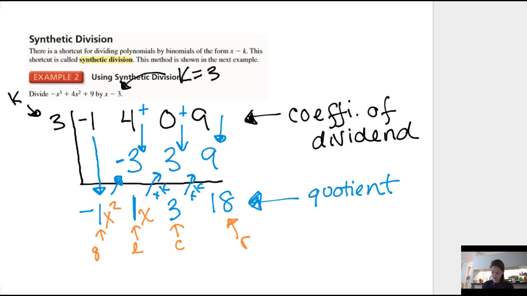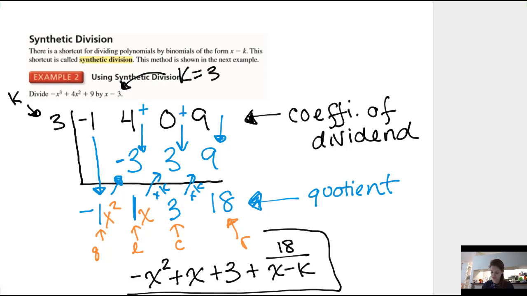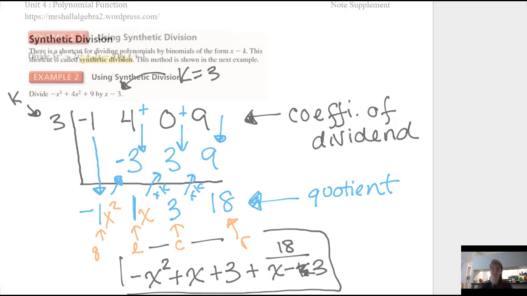The answer here is negative x squared plus x plus 3 plus the remainder of 18, and we write the remainder as 18 over the divisor, x minus k. Okay, this is the first time you've seen, not minus k, minus 3. This is the first time you've seen synthetic division, so we're going to do one more example.